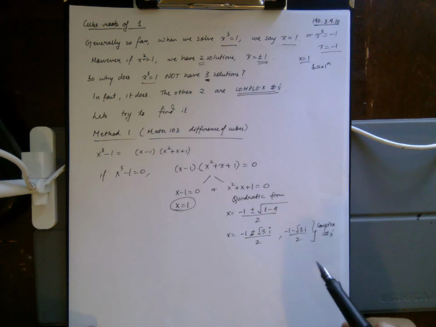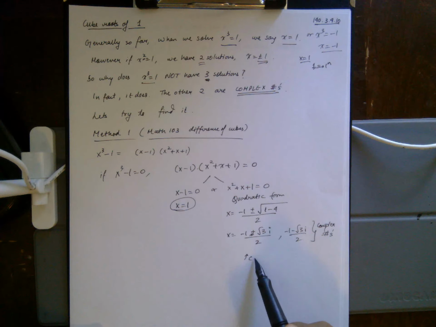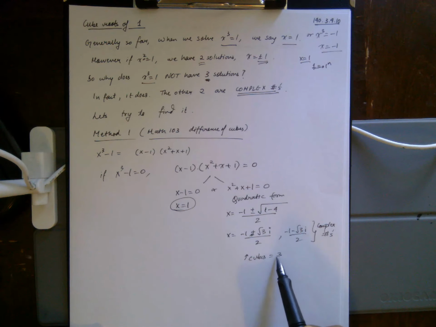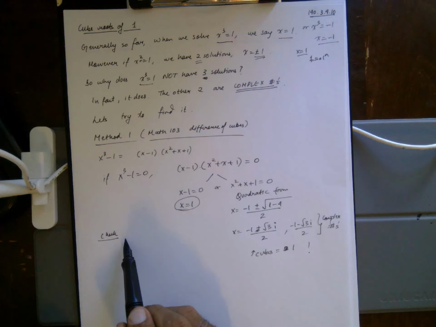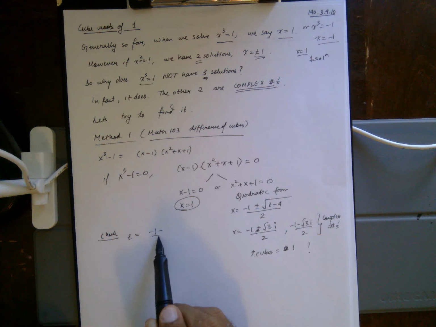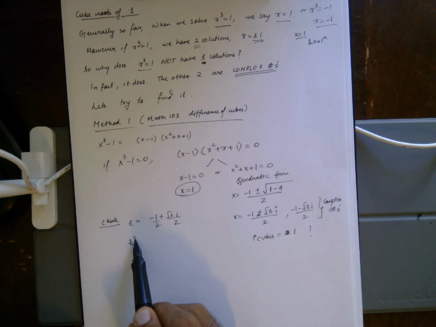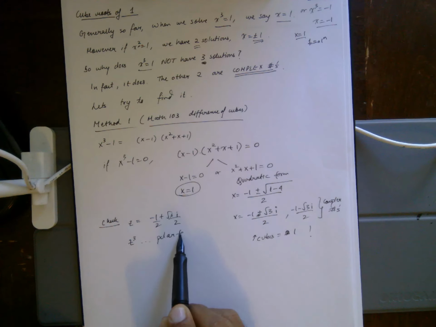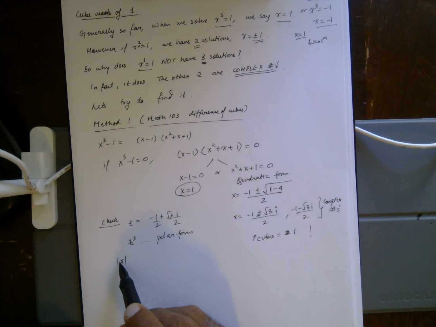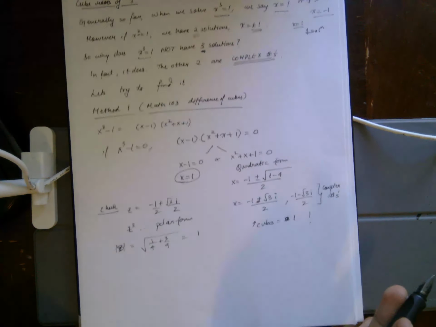And the claim is that these complex numbers are such that their cubes are also equal to 1. Let's check. I'm going to check for one of them and then let you check for the other. Let's say I check for this one. How do I do that? Well, cubing this means I look at the polar form because that's going to be easy. The absolute value of this is the square root of 1/4 plus 3/4. That comes out to 1, which is nice.